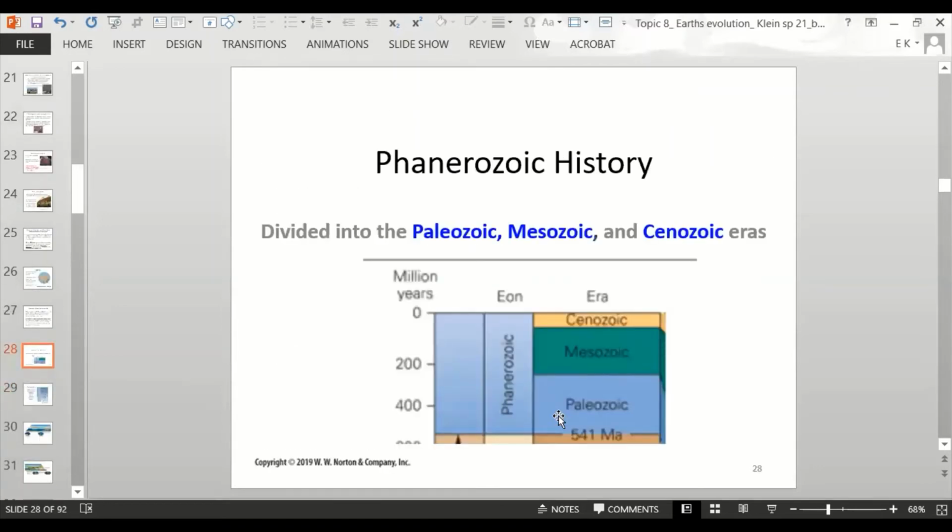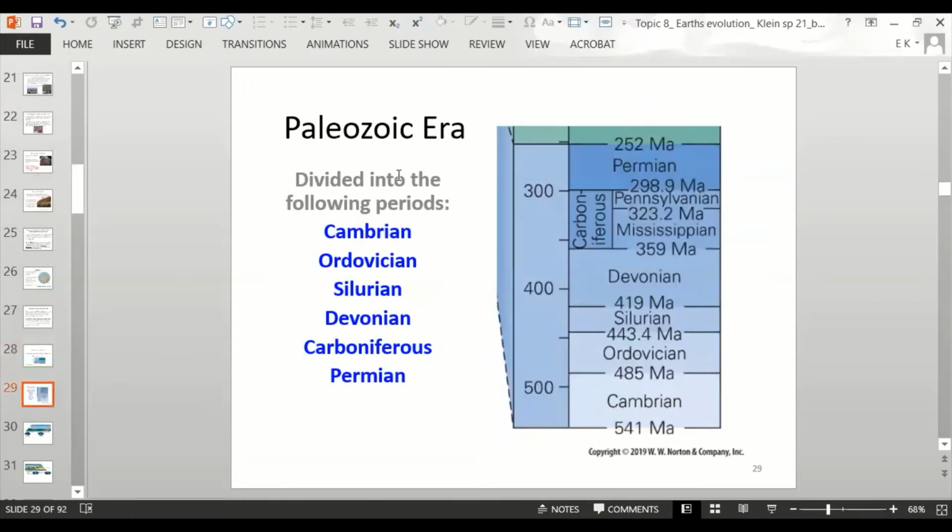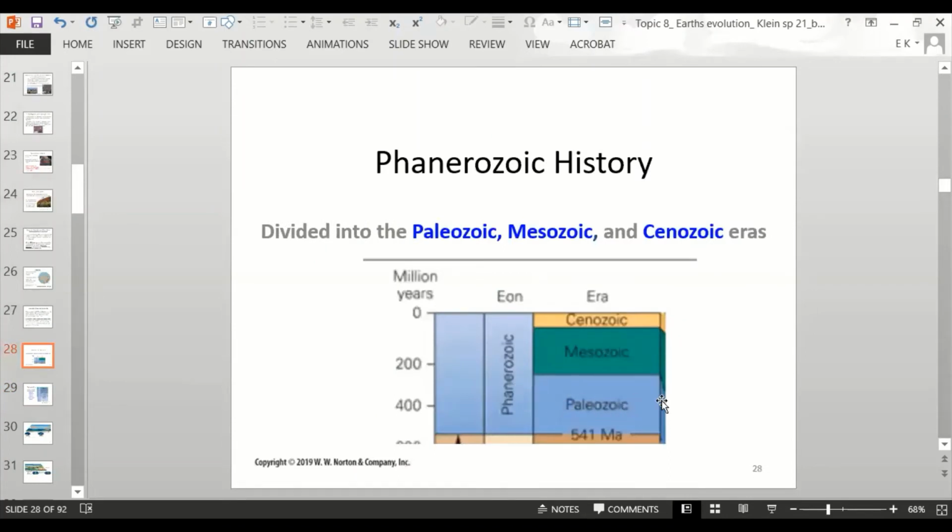So now we're going to get into the Phanerozoic. So the Phanerozoic is divided into the Paleozoic, Mesozoic, and the Cenozoic eras. Okay, so the Phanerozoic is an eon, and then these are eras. And then the eras are broken down further into periods. So we're going to start off with the Paleozoic era. Okay, so that's the earliest of the Phanerozoic eon.